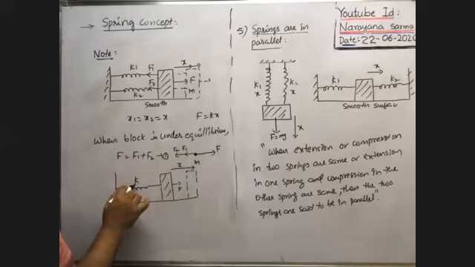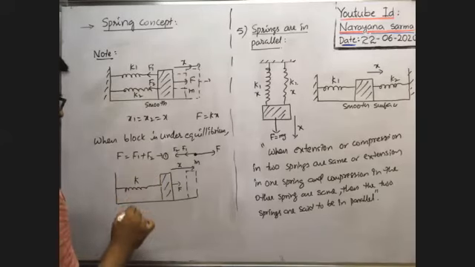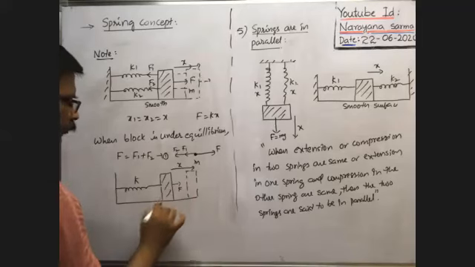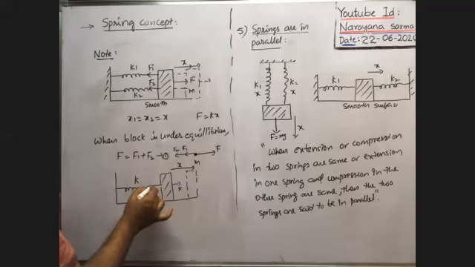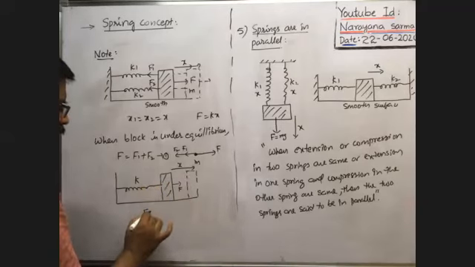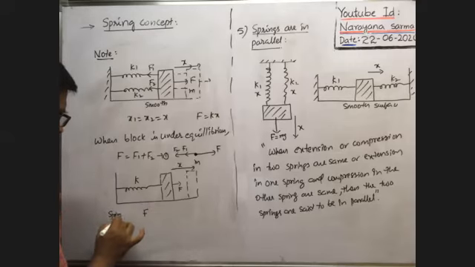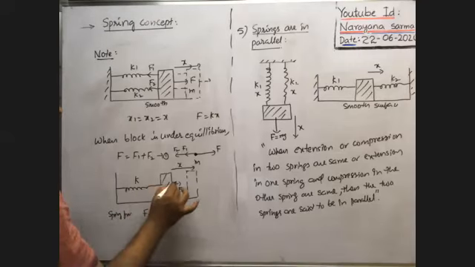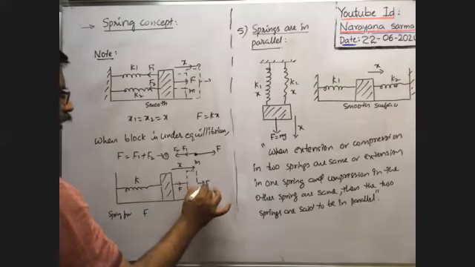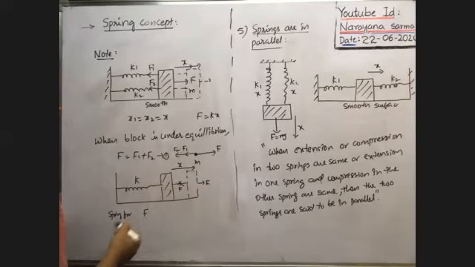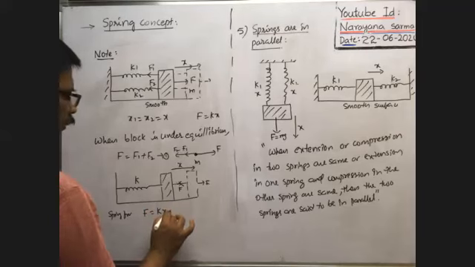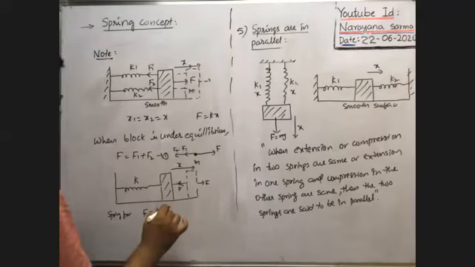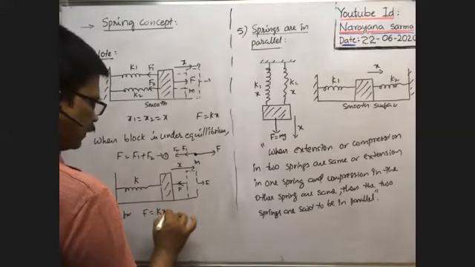Whenever the effective spring constant is k for these two in parallel, then F is equal to the applied force. Under equilibrium, the same amount of spring force is developed in the opposite direction. That's why the spring force developed is equal to the effective spring constant k into x. So this is equation 1.